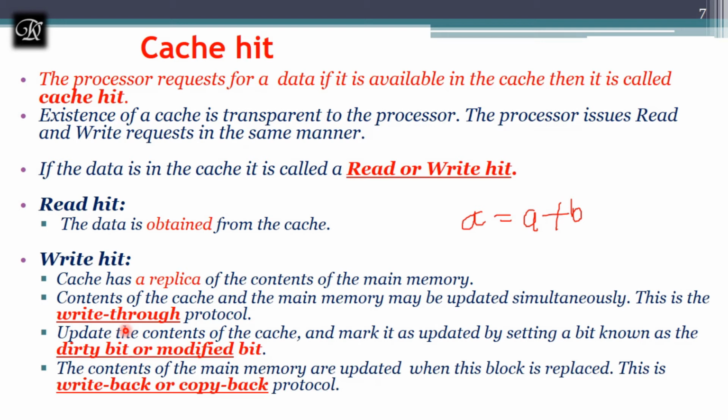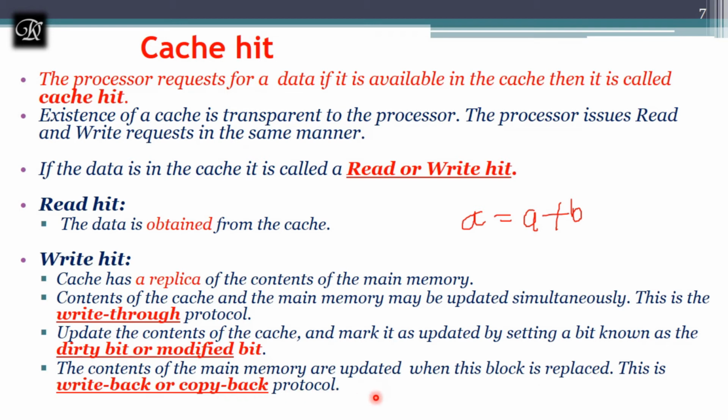Again, it's a rule. A protocol is nothing but a set of rules, which can be a simple algorithm. Or else, update the content of the cache and mark it as updated by setting a bit value known as a dirty bit or modified bit. And the content of the main memory is updated when this block is replaced. This is called the write back or copy back protocol.